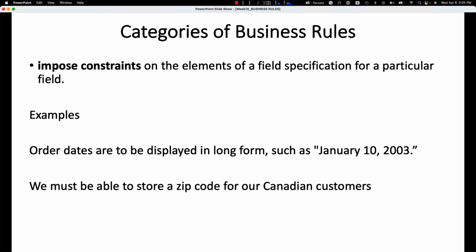We must be able to store the zip code for our Canadian customers is another type of constraint that's imposed. So when we design the database, we need to not just have numbers like we have for zip codes, but we need to have the spaces needed for the Canadian postal codes.